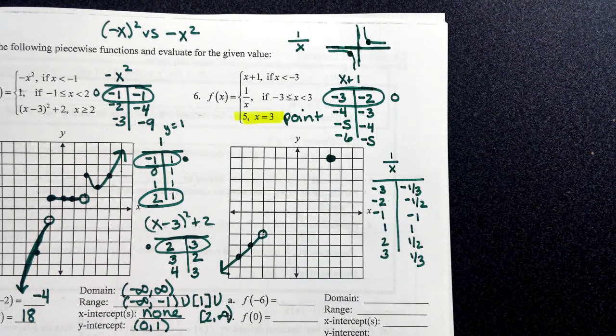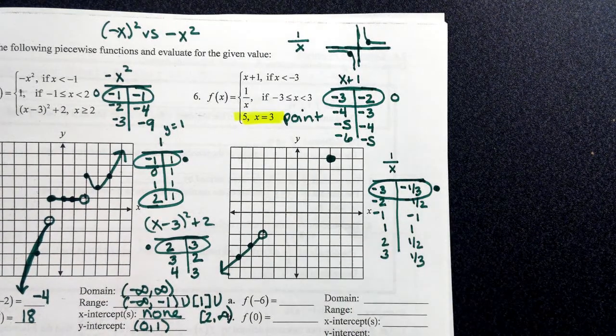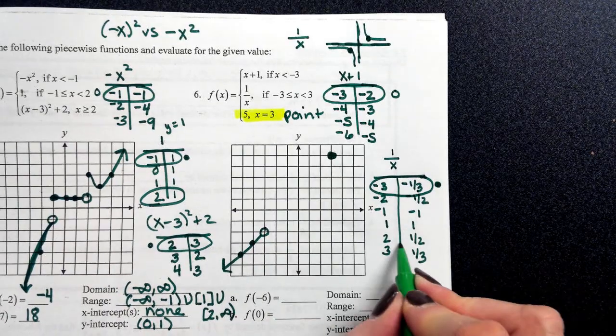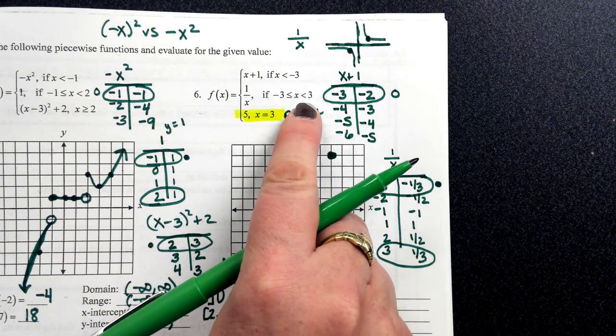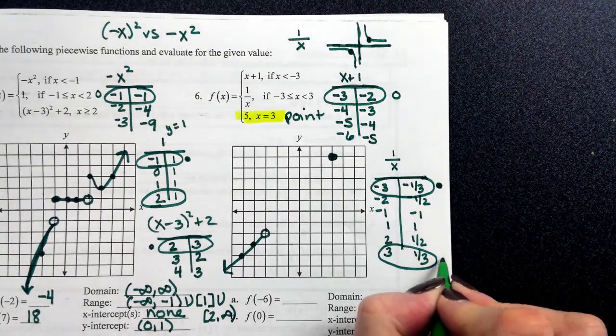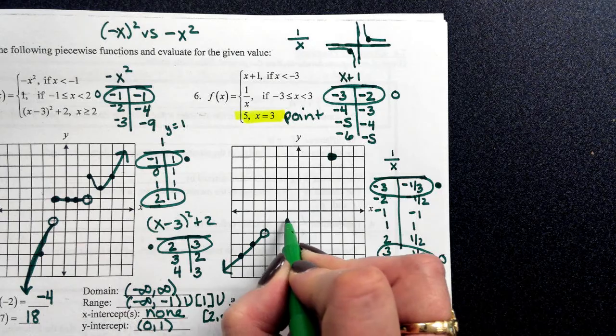So now tell me, before I start plotting 1 over x, what's happening at the point (-3, -1/3)? Is -3 included in the domain for 1 over x? Yes. So what kind of point am I going to plot? Is this going to be open or closed? Closed. Take a look at the last point, (3, 1/3), because notice this domain is not going to infinity, it's stopping at 3. Will this be an open or a closed circle? Open.